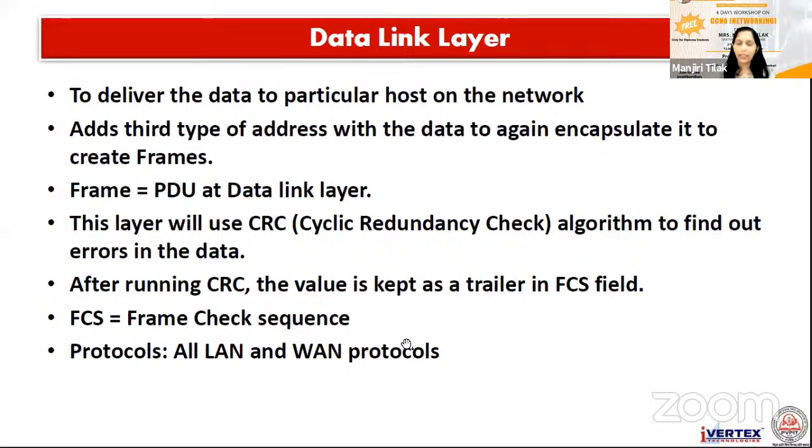Now, other than Ethernet, you have AppleTalk, token ring, yes or no? Then you have PPP, HDLC in the WAN category, right? So ATM, yes. So all these protocols will work on data link layer, right? And the function of these protocols will be to deliver the data to particular host on a network, right? So if you are using Ethernet protocol on data link layer, then what kind of addresses will be used for data delivery? Tell me.